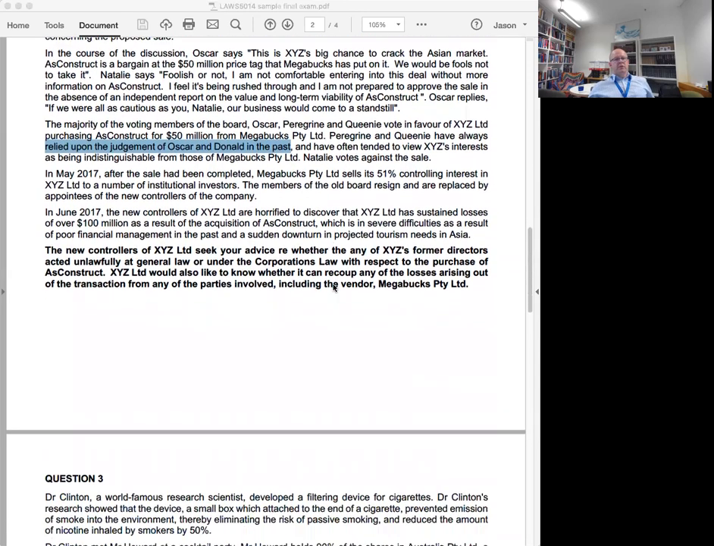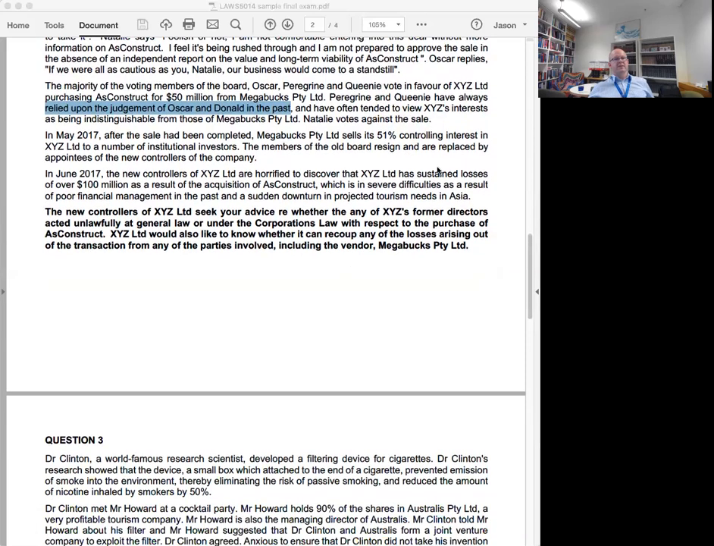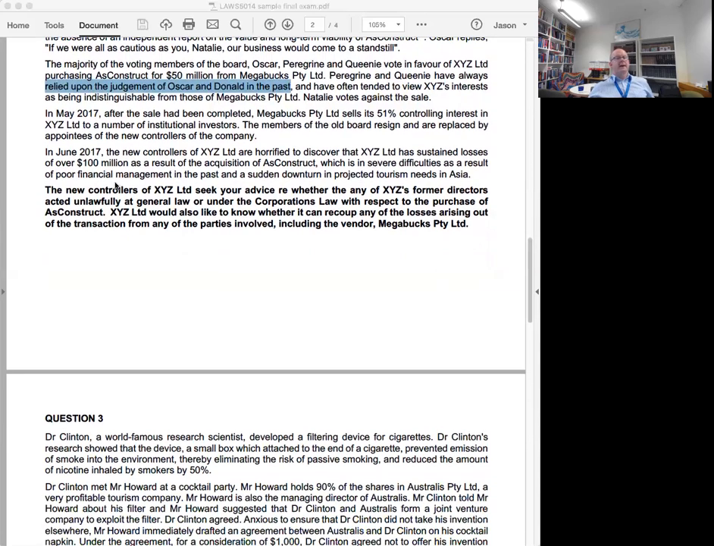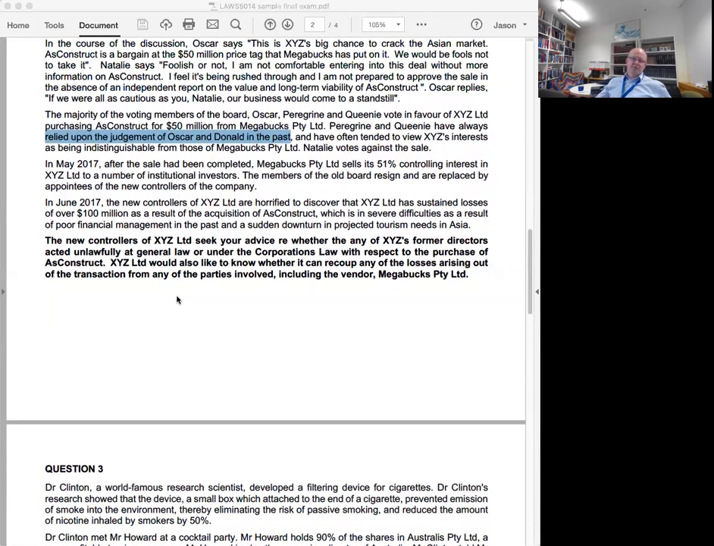After the sale goes through, Megabucks sells its interest to other institutional investors. And then the new board are horrified that the transaction's just been a disaster. Just because the transaction's bad or had a bad outcome, that doesn't mean that it was negligent, doesn't mean it was a breach of director's duties. These things happen. Running a business is risky.